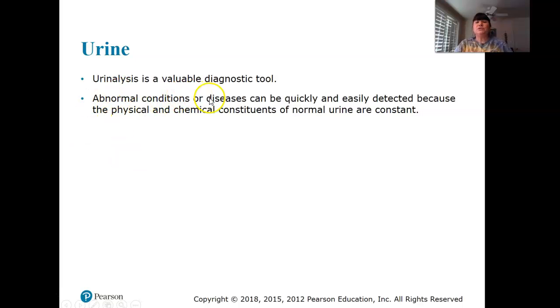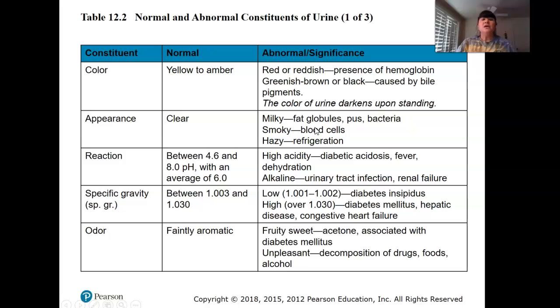So normal conditions or diseases can be quickly and easily detected because the physical and chemical constituents of normal urine are constant. So the things we look at: color, right? What's it like? If it's reddish, we might have some blood, okay? Greenish, black, might have some bile. So, right, it tells you something about the body. Appearance can tell you something about it. Reaction, is it acidic? Is it alkaline? Usually urine is acidic, but if it's higher than normal, that might tell you something. If it's basic, that might tell you something.